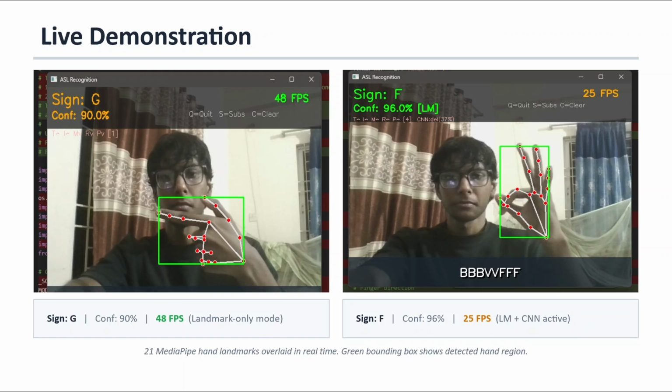You can see the red landmarks on the hand and the green bounding box around it. On the right, the letter F is at 96% confidence. Notice at the top left it says CNN.